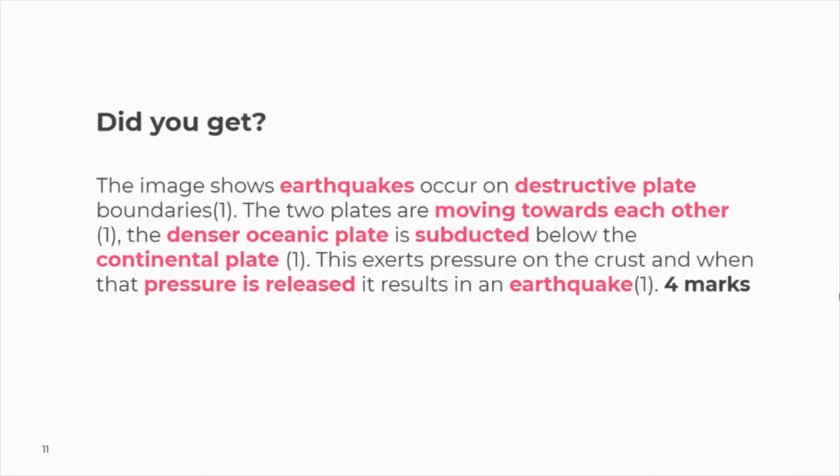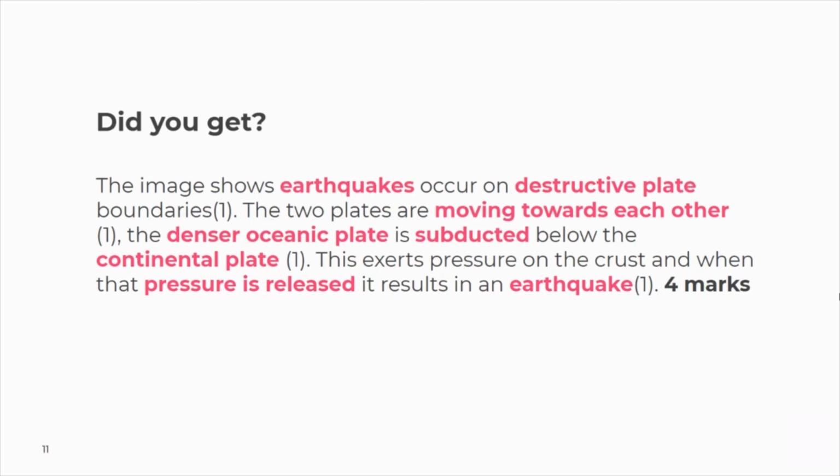Okay, so did you get it? Now, it was just a 4-mark question, but there is actually a lot of geography in this answer. And as you can see, I've used all of those key terms that I put on the list in the same order that they were on the list. So the image shows earthquakes occur on destructive plate boundaries. Now, if you said destructive plate margins, that is also fine. Remember, those two terms are completely interchangeable. The two plates are moving towards each other. The denser oceanic plate is subducted below the continental plate. This exerts pressure on the crust, and when that pressure is released, it results in an earthquake.